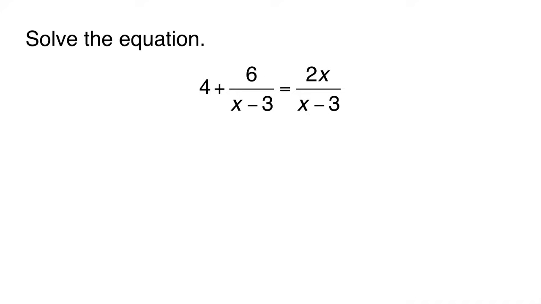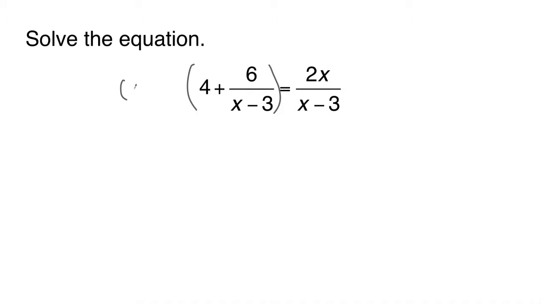Solve the equation. 4 plus 6 over x minus 3 is equal to 2x over x minus 3. To solve this equation, let's first eliminate the fractions or rational expressions by multiplying both sides of the equation by the LCD. The LCD here is the denominator, x minus 3.